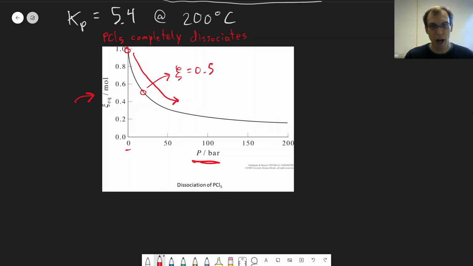Which means that now only half of our PCl5 has dissociated. Half of it remains as PCl5, and half of it dissociates to Cl2 and PCl3. And then as the pressure keeps increasing, that keeps going further and further until at 200 bar only about 20% of the PCl5 actually dissociates. The other 80% remains associated. And so we can see here we have Le Chatelier's principle in action.